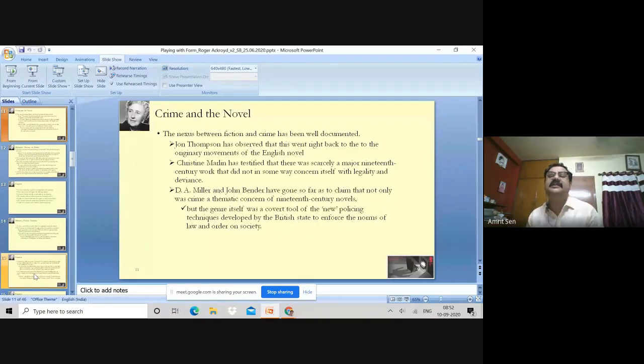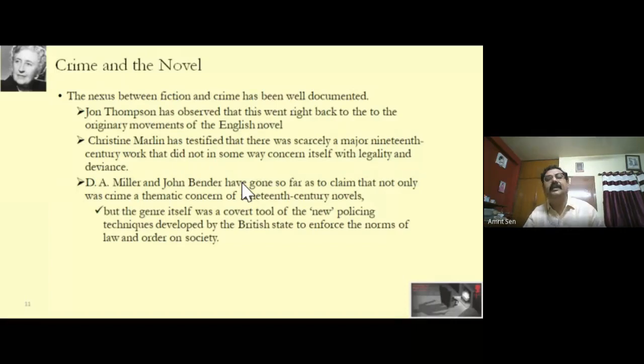There was scarcely a major 19th century work that did not in some way concern itself with legality and deviance, and that the genre, and this is a work pioneered by John Bender, he suggests that in trying to create a plot, the novel tries to create a legal boundary, a kind of control over the chaotic social experience. অর্থাৎ দেখো, সোসাইটি তো chaotic, essentially অনেক কিছু ঘটছে, কিন্তু যে মুহূর্তে তুমি নভেল লিখছো সে মুহূর্তে you are setting a kind of an order and a boundary within which the novel functions. অর্থাৎ নভেলের প্লট কনস্ট্রাকশনের মধ্যেই একটা এক ধরনের you have a kind of a boundary setting, a kind of a policing.